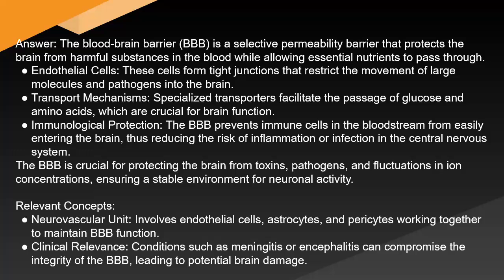The BBB is crucial for protecting the brain from toxins, pathogens, and fluctuations in ion concentrations, ensuring a stable environment for neuronal activity. Relevant concepts: the neurovascular unit involves endothelial cells, astrocytes, and pericytes working together to maintain BBB function. Clinical relevance: conditions such as meningitis or encephalitis can compromise the integrity of the BBB, leading to potential brain damage.